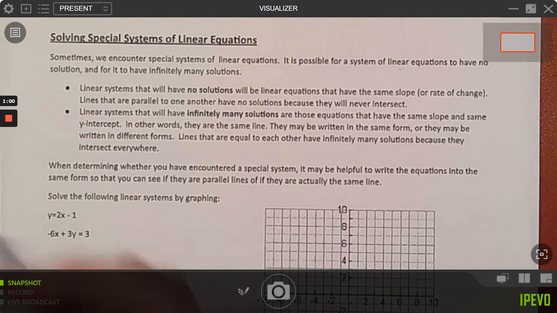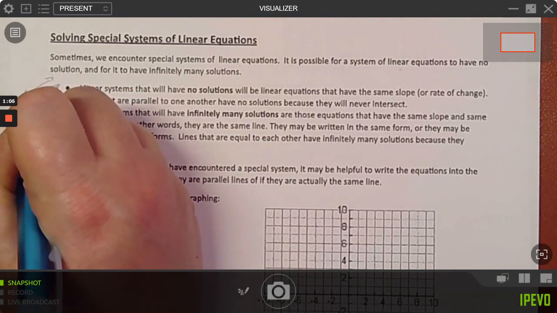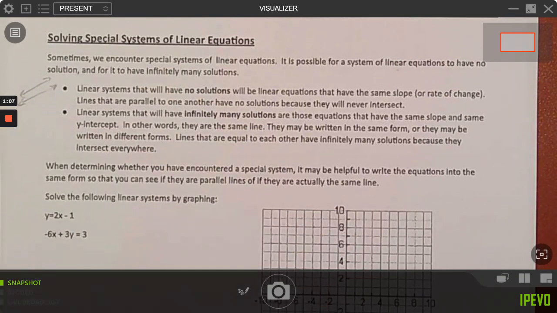Okay, so when we have two lines and they're on the same coordinate plane, that's a linear system. Okay, but if they are parallel to one another, they will never intersect, so they won't cross, they'll never touch, and that means that they have no solution.